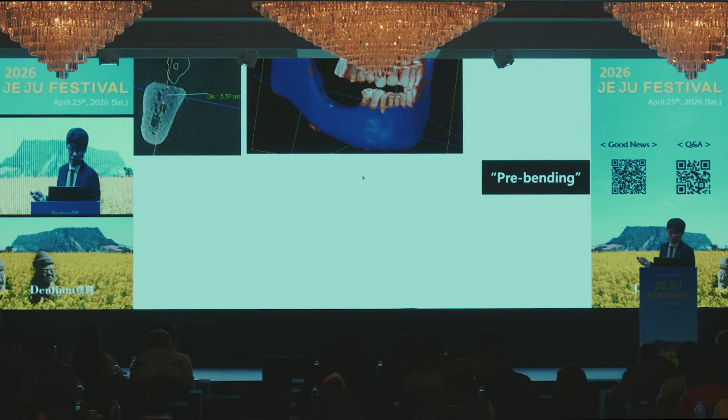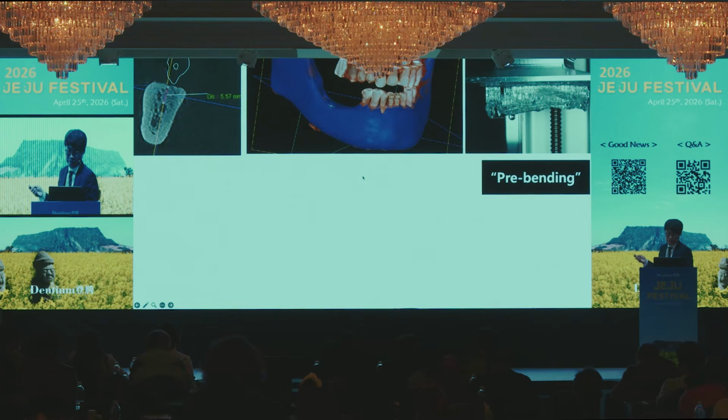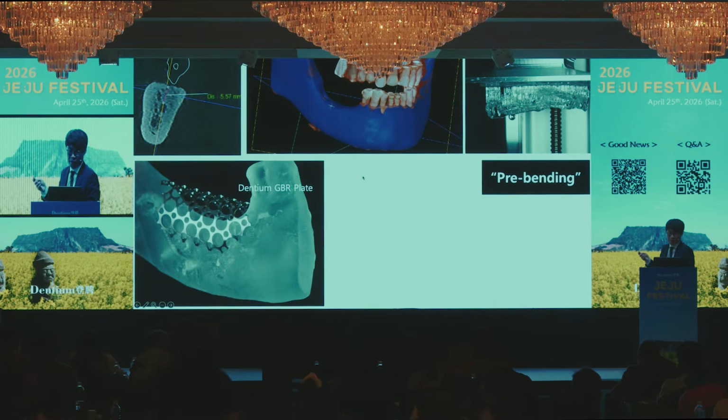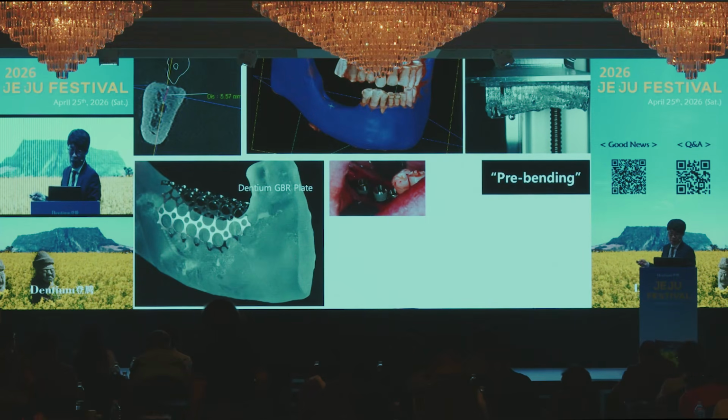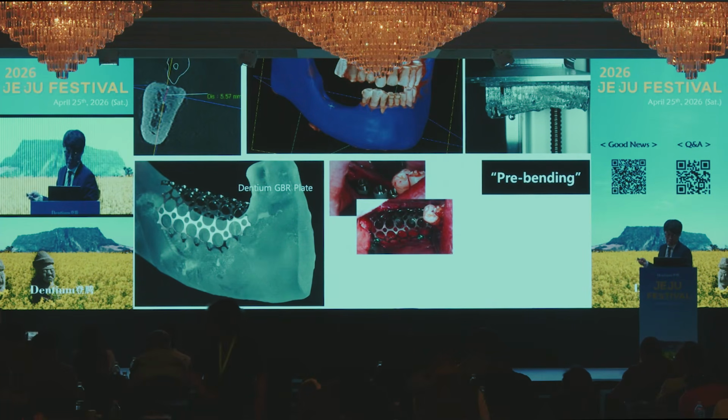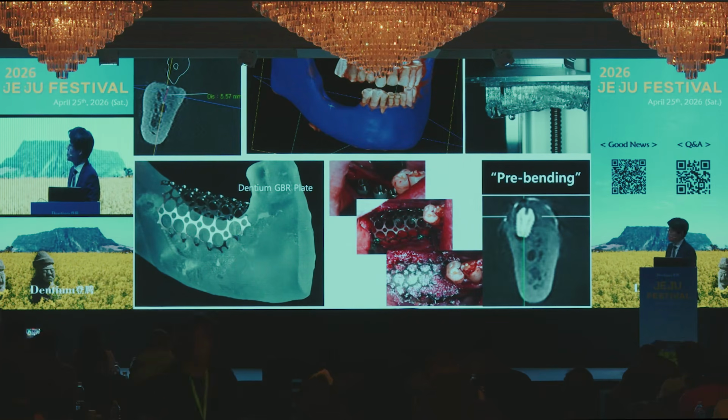So I generate an STL file here, print the model, and pre-bend the Dentium GBR plate in advance. Then during the surgery, I place the implant first, then fix the mesh, and simply pack the bone grafting material through the pores. This way, the whole procedure becomes much easier and much more predictable.